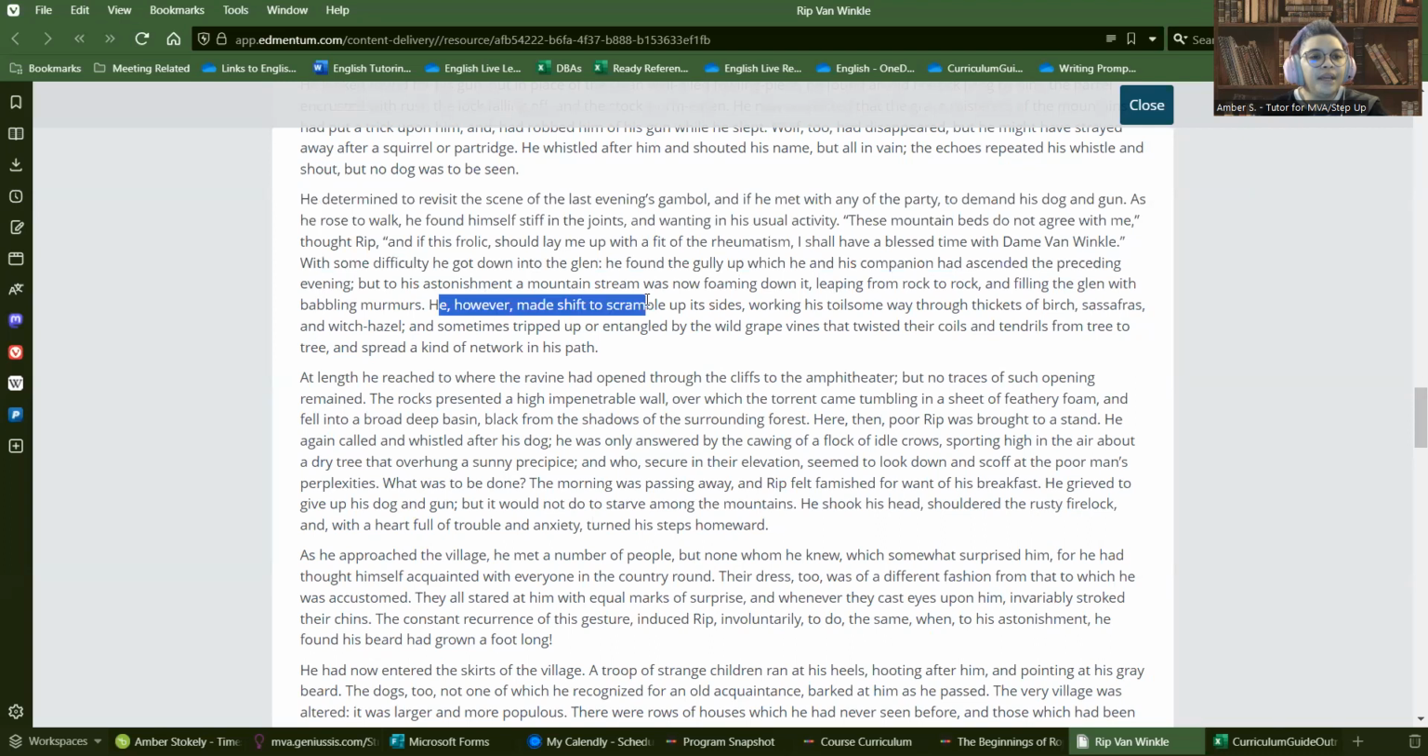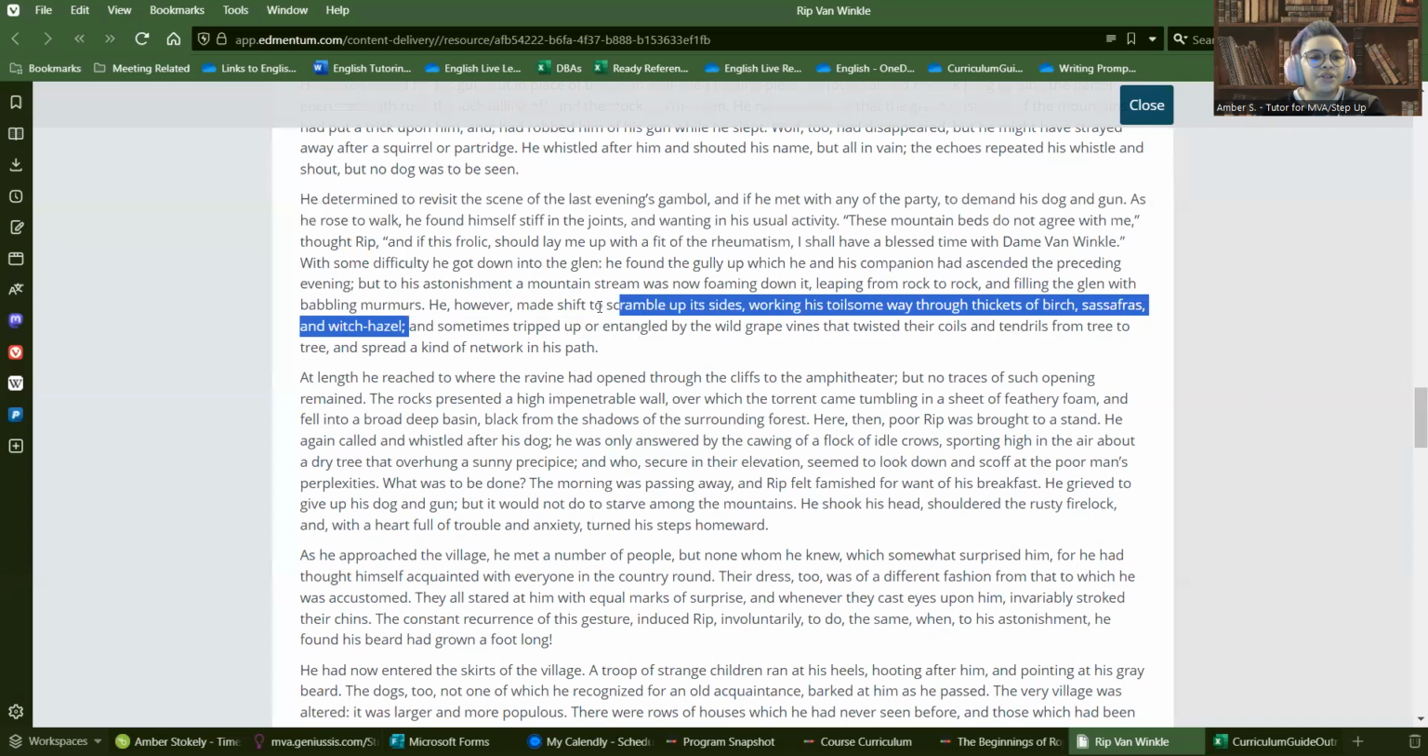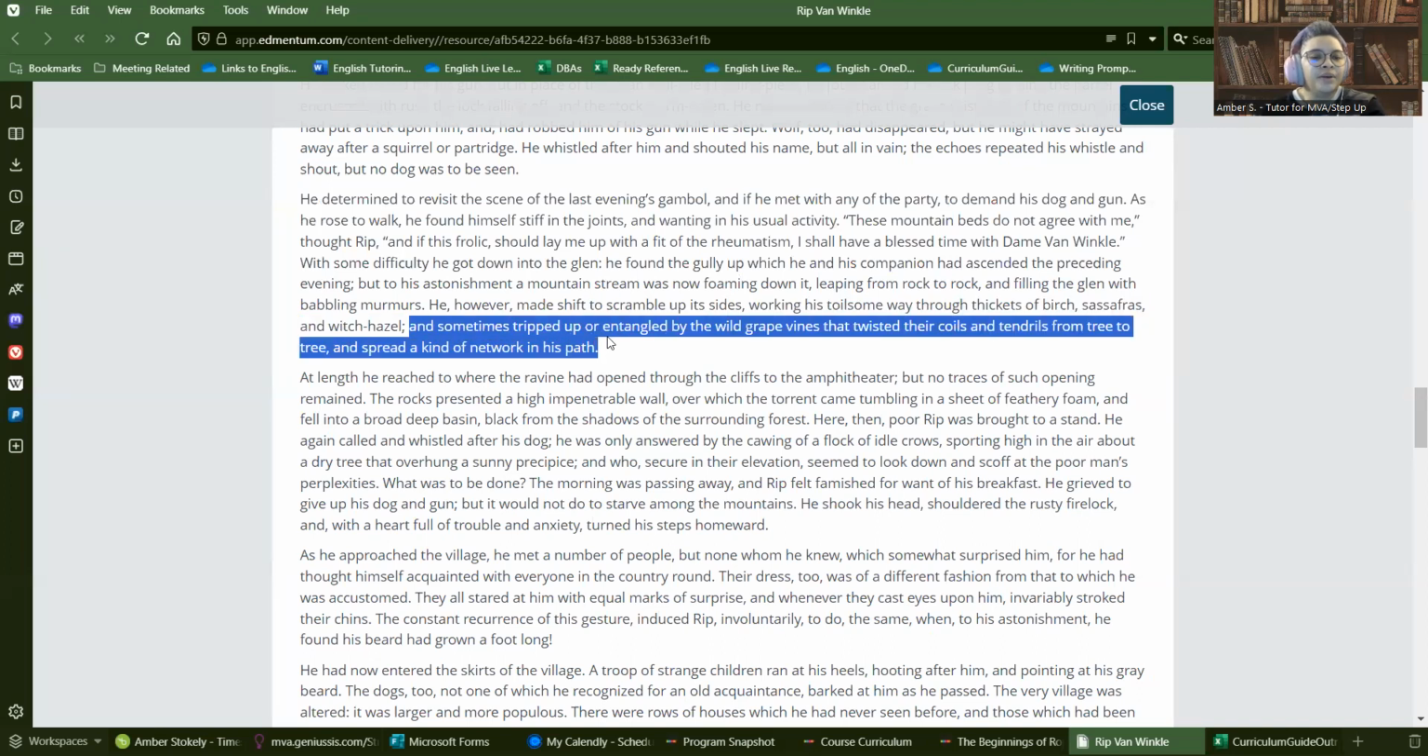He, however, made shift to scramble up its sides, working his toilsome way through thickets of brush, sassafras, and witch hazel. So he still went up the edge anyway, the edge of the stream. And he is basically going through all of these different bushes, trees, and plants. And then it says he sometimes tripped up or entangled by the wild grapevines that twisted their coils and tendrils from tree to tree and spread a kind of network in his path.